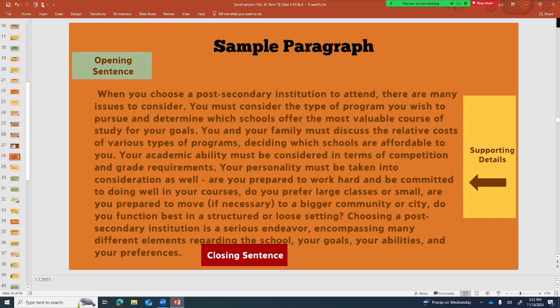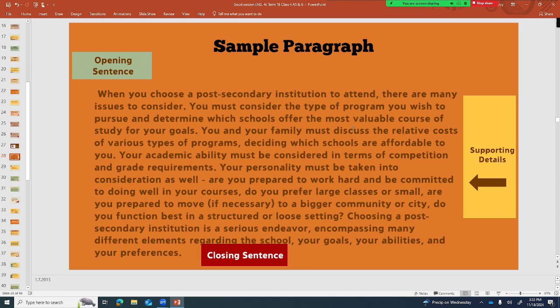When you choose a post-secondary institution to attend, there are many issues to consider. That's your first sentence, and it's introducing the idea that there's a lot of things to think about when you're choosing some place to go after high school. And then I start to discuss what are those things we need to think about. Those are my body paragraph or all my supporting details.